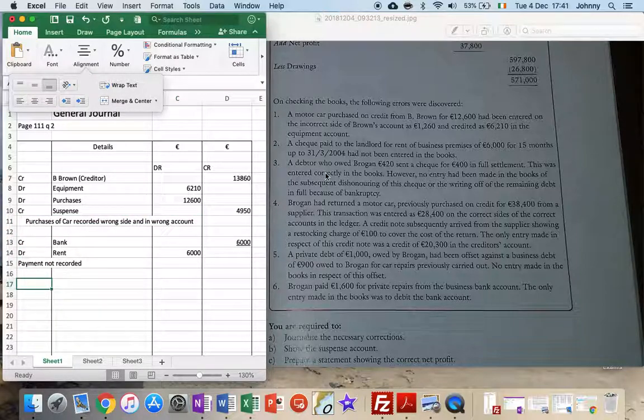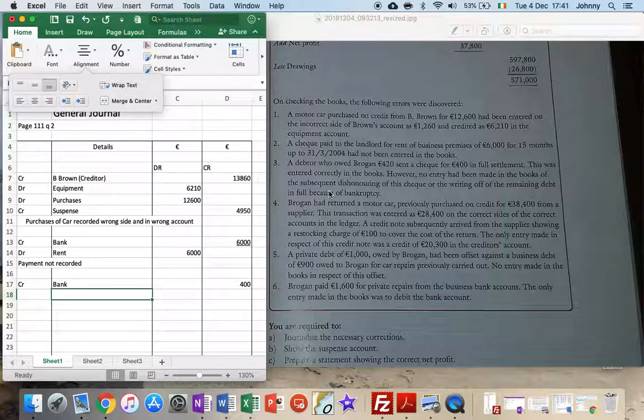So debtor owed Brogan 420, sent a check, 400 in full settlement, correctly entered in the books. No entry made of the dishonouring of the check and the writing off of the debt because of bankruptcy. So I'm cancelling the fact that I received a check. So when I received a check, that would have gone into bank, and I would have put that in as a debit of 400 for the check. So when that bounces, I'll have to have a credit for 400.